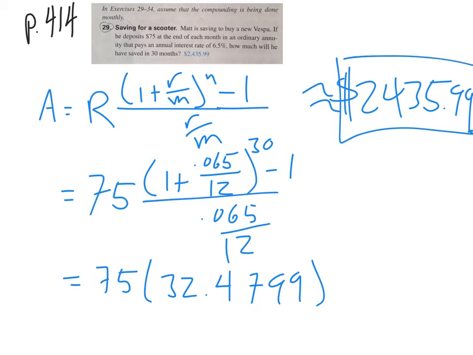Right, so in this case, he's putting $75 in the account each month for 30 months, so that's 75 times 30, and then also he's getting all this interest for being compounded monthly at 6.5%. So that's just kind of the straightforward, given all the pieces, plug it in, solve for A.